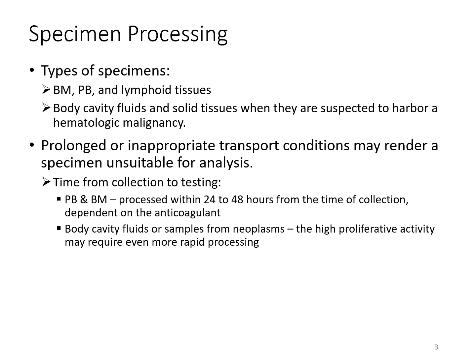Your bone marrow and peripheral blood samples are typically going to be collected in some sort of tube with an anticoagulant, usually EDTA, and they're going to be processed within 24 to 48 hours, depending on what type of anticoagulant you use, but of course the sooner the better.